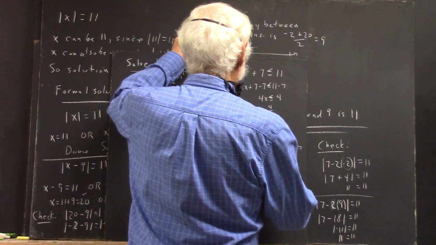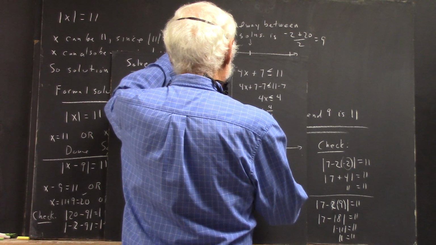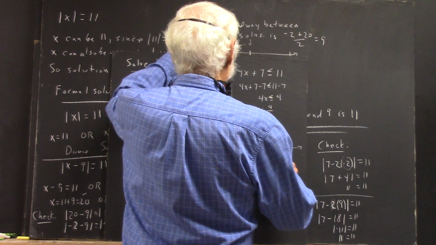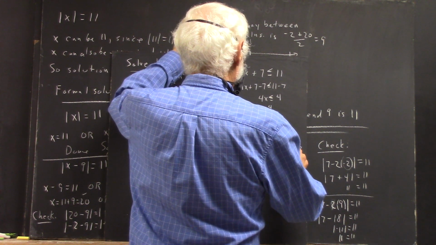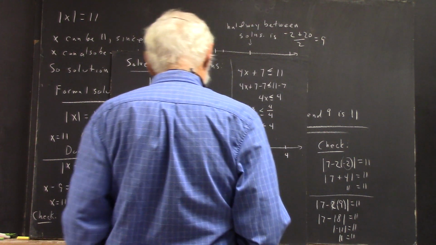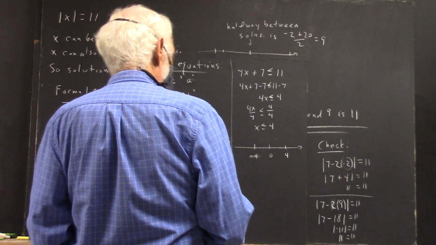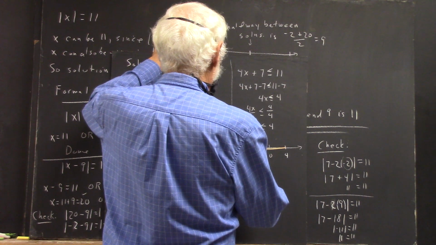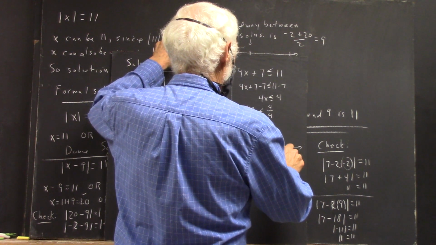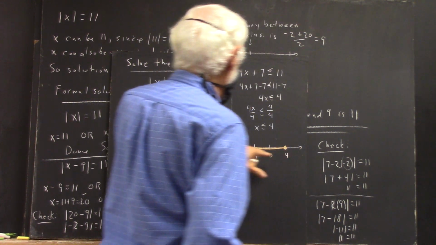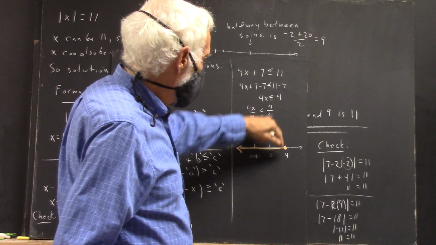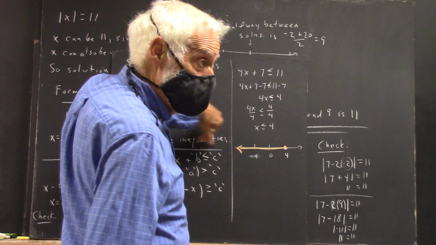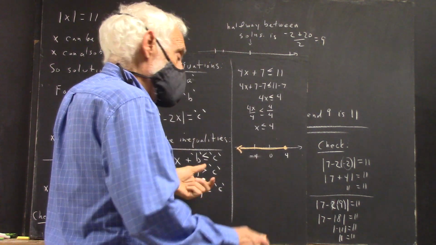And you can graph this solution on the number line. If this is 0, and this is, well, that'd be negative 4. We don't really need negative 4. We've got 4 here. Then the solution would be all the numbers that are less than or equal to 4. Closed dot means it could be equal to 4, right? And the arrow indicates all numbers less than or equal to 4.